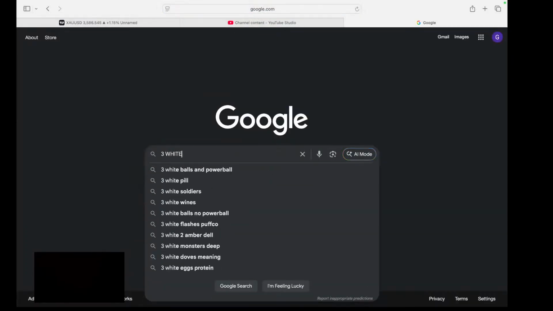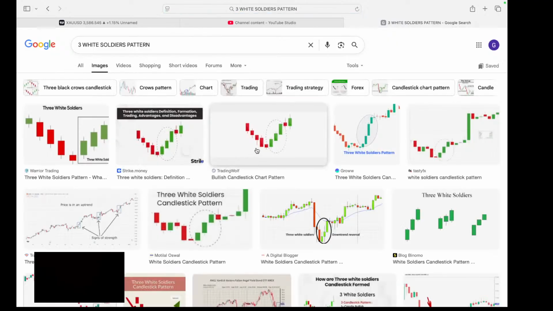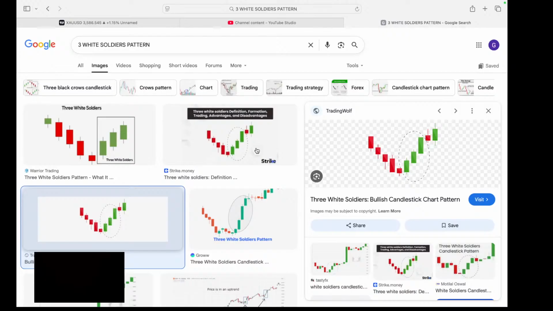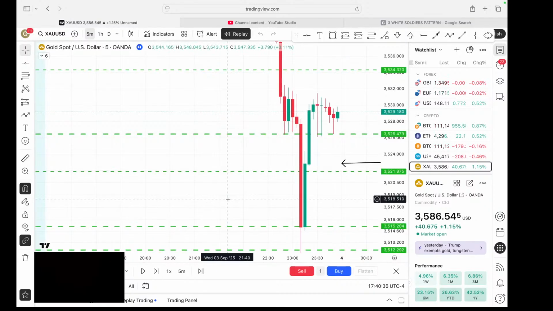3 white soldiers pattern. A 3 white soldiers pattern forms at the end of a bearish movement, right? Price is going down, and then you have 3 consecutive bullish candles signifying a potential reversal. These candles can only be taken, well, I'm not going to say only, but if you see candles like this form off of a zone, they are much stronger than them just forming in the middle of nowhere.